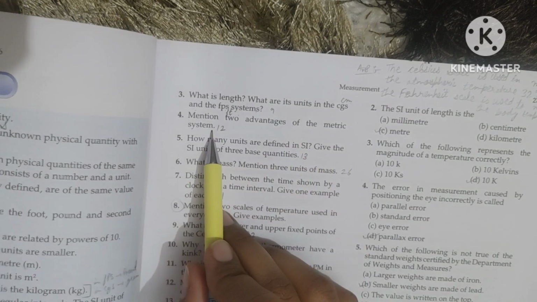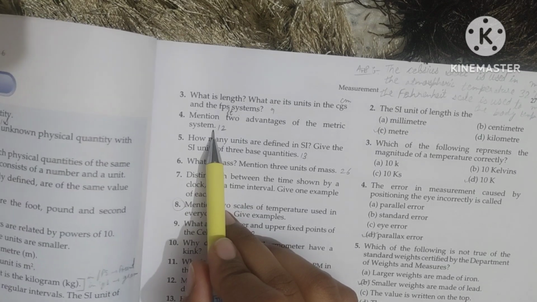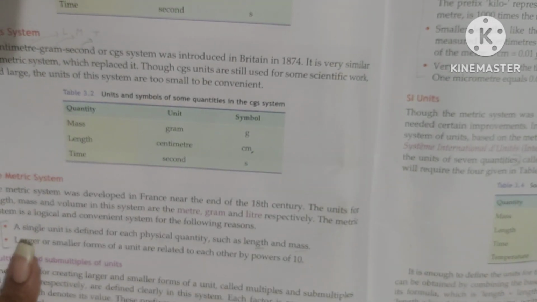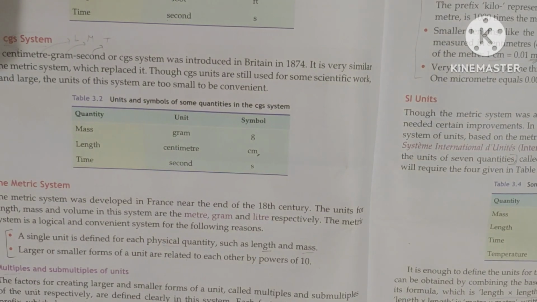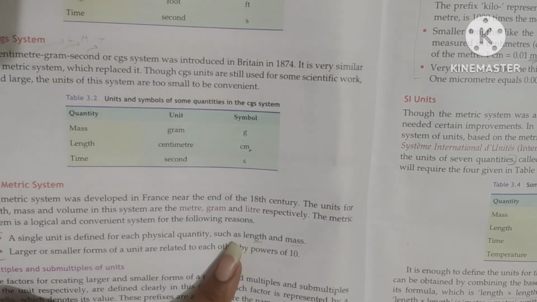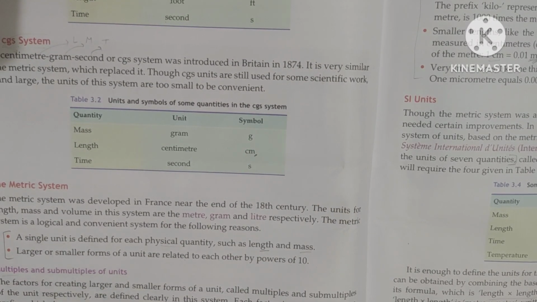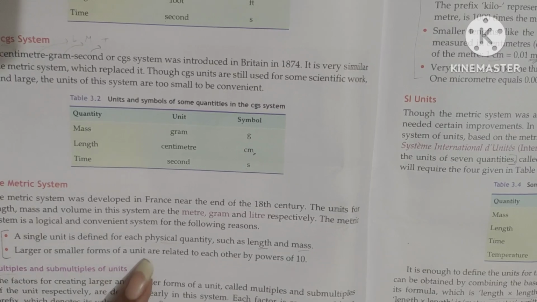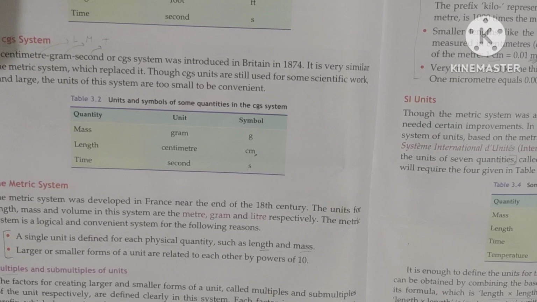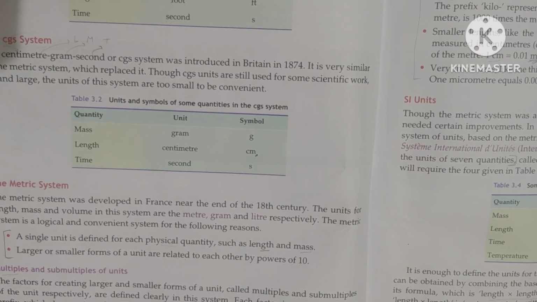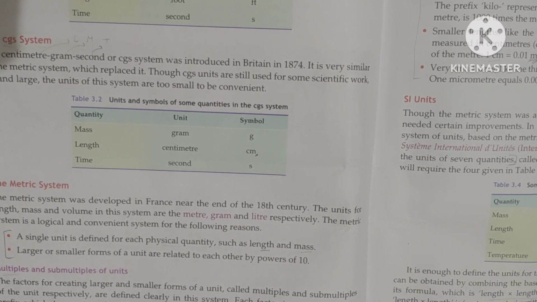Question number 4. Mention two advantages of the metric system. Its answer is at page number 12. Which are the advantages of the metric system? First is, a single unit is defined for each physical quantity such as length, mass. This I also explained. Then larger or smaller forms of a unit are related to each other by the power of 10. If you have not seen the first video of this chapter which contains the explanation, go fast and check it. It will help you to clarify the answer and to learn it fast.